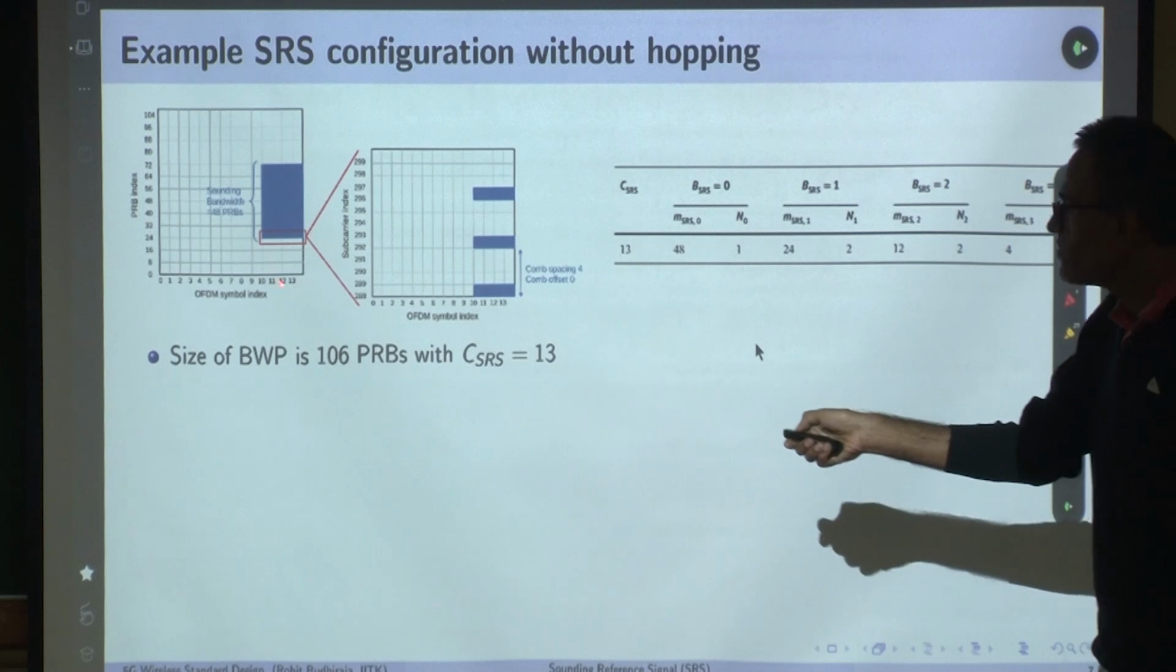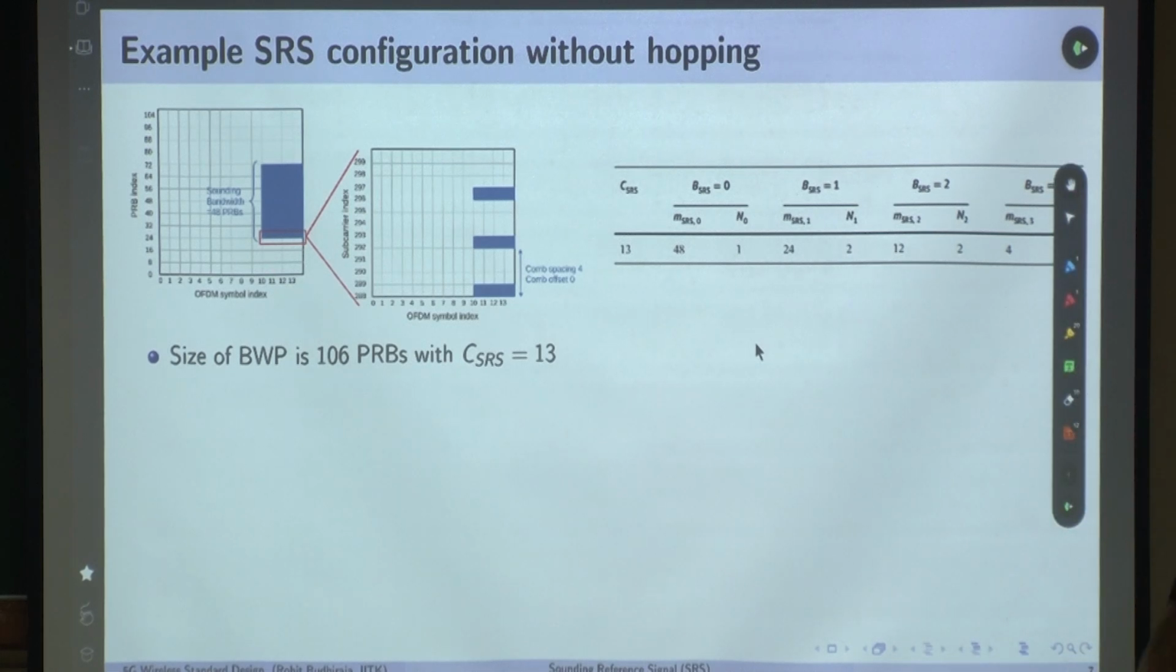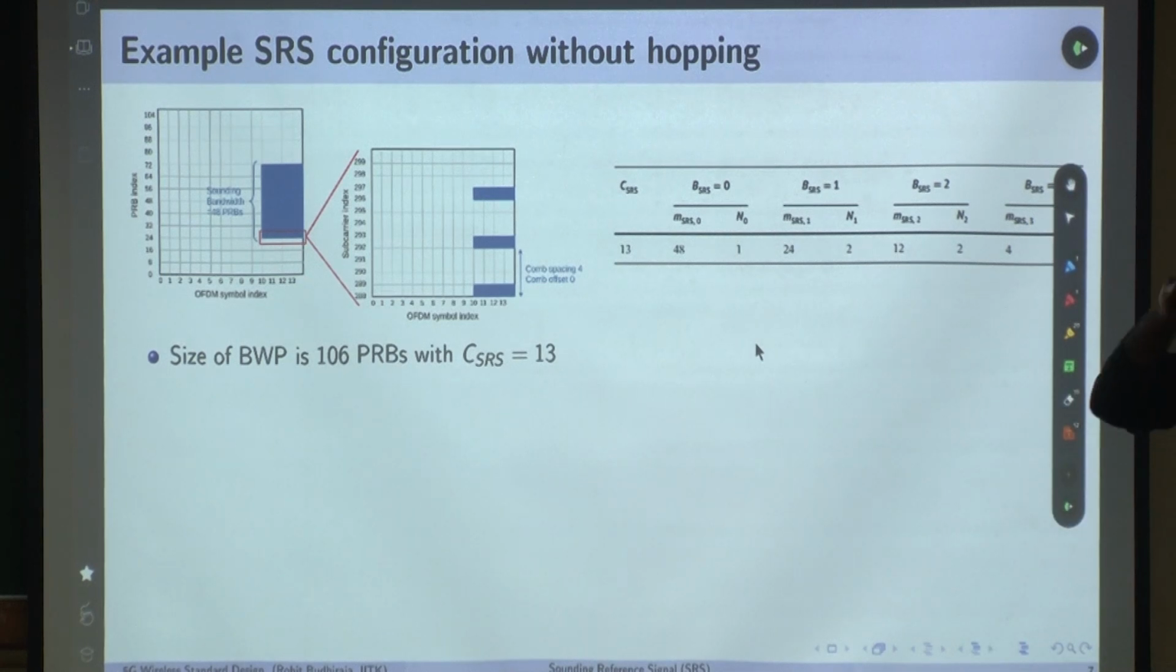It has to indicate N shift also. Which part of the bandwidth needs to be sounded out? That is the offset. Are things falling in place? So this is the first part. The base station has decided that the maximum sounding bandwidth is 48 PRBs, and it has picked CSRS accordingly, which is 13.